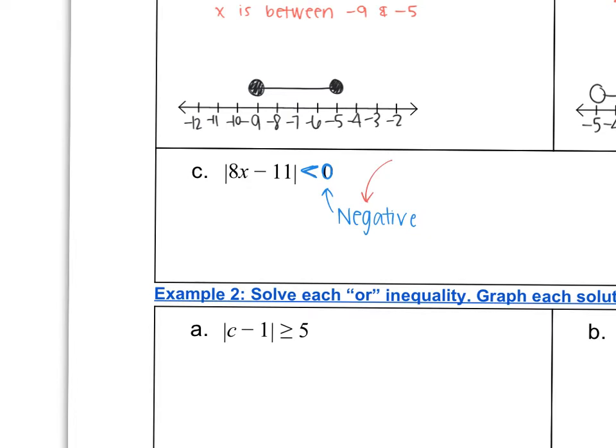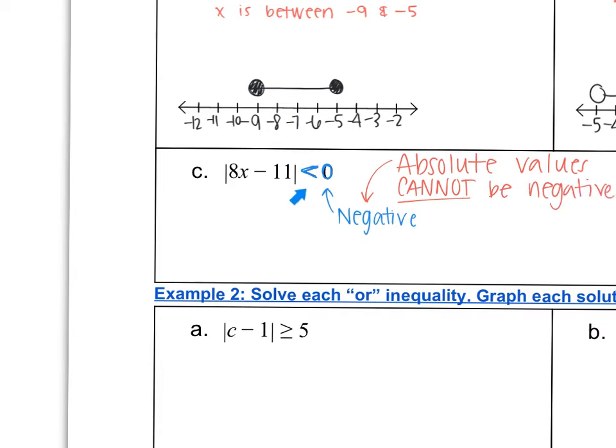We know that absolute value, make sure you write this down as a reminder, absolute values cannot be negative. So by saying less than 0, we're basically saying it's negative. Well, we can't have that, so it's no solution. So if you see an absolute value that's equal to a negative, you know it's no solution. If you see that it's less than 0, that's the same as saying negative.